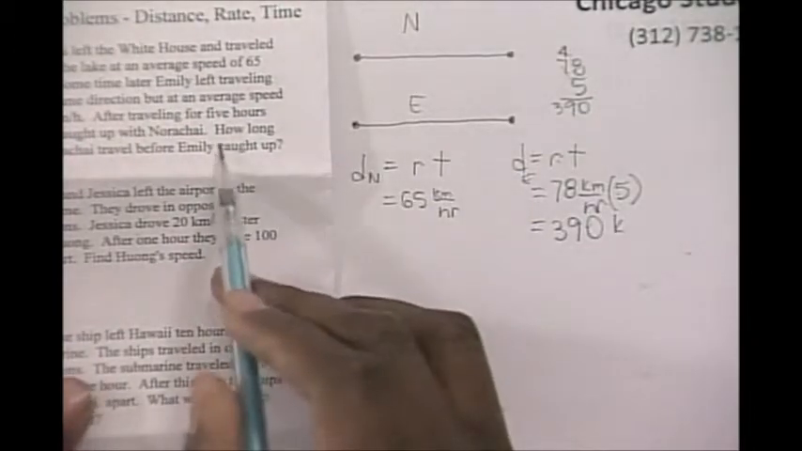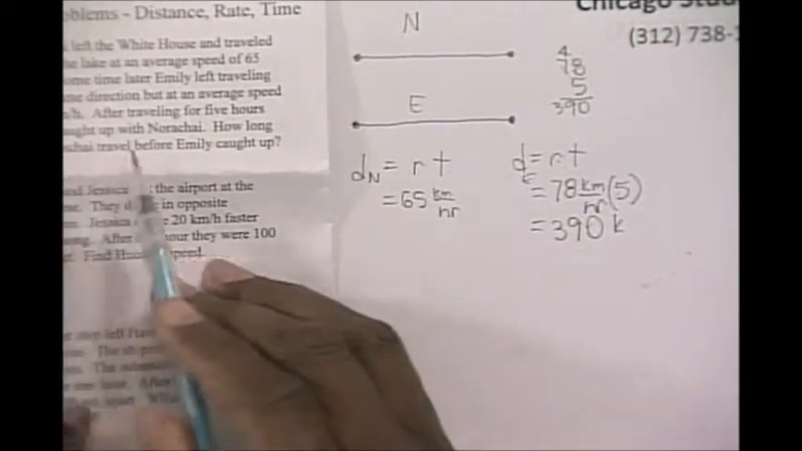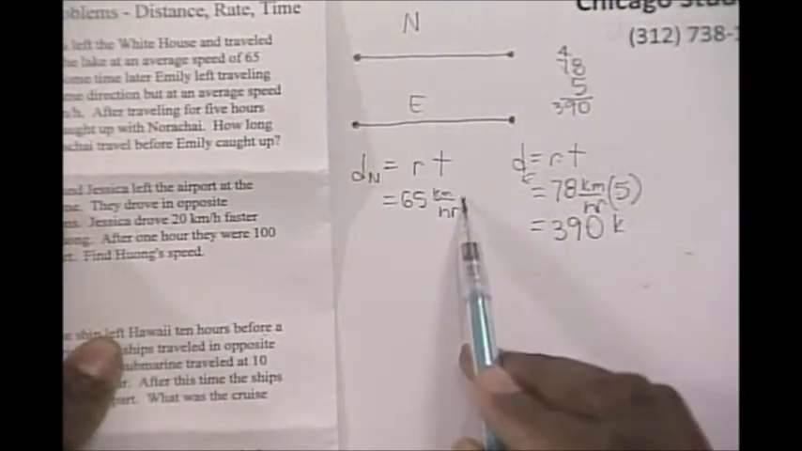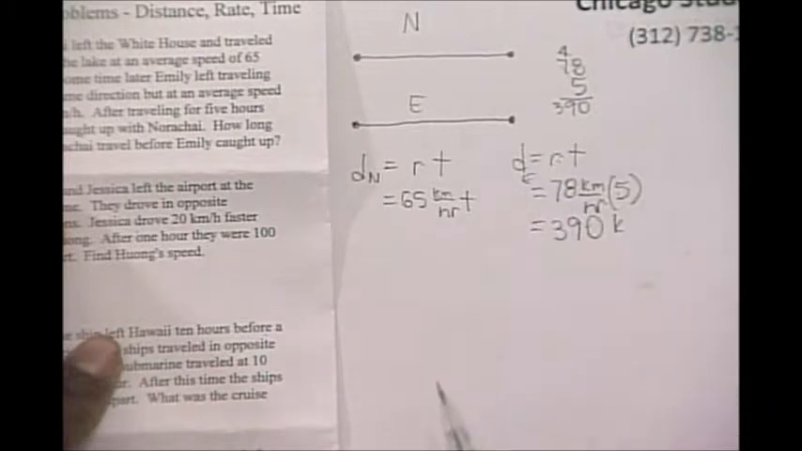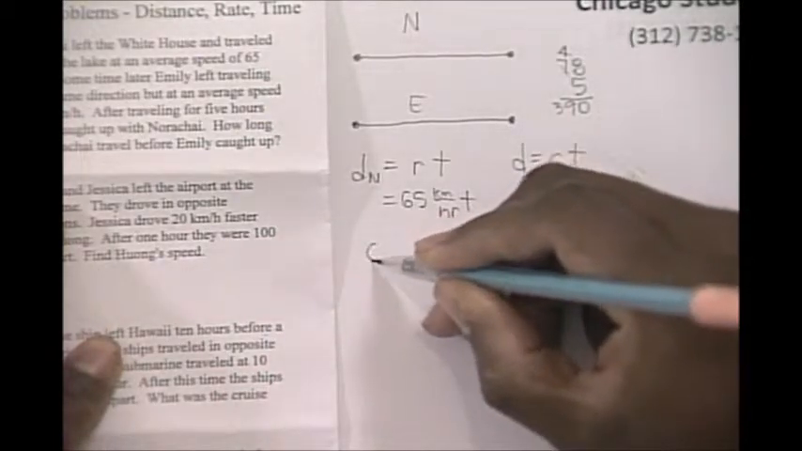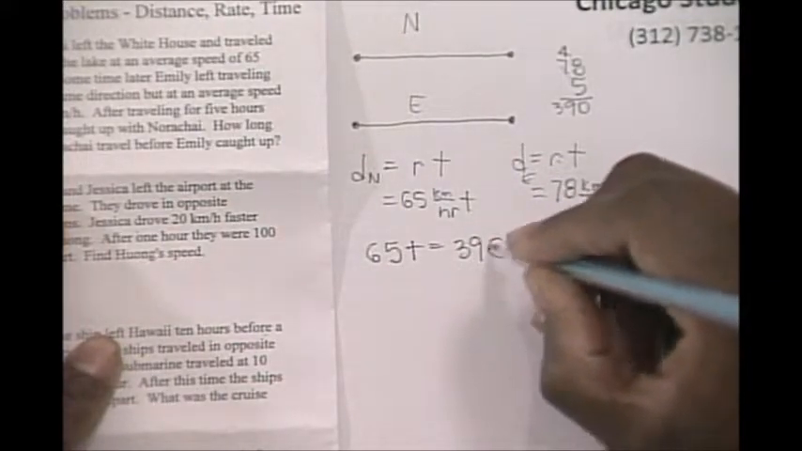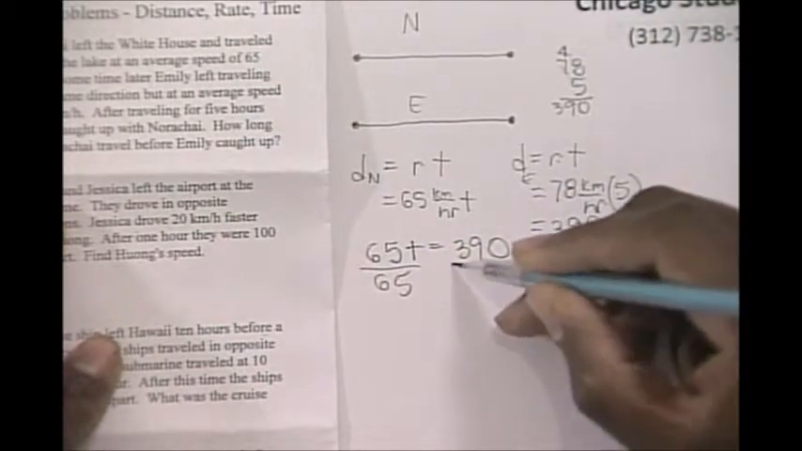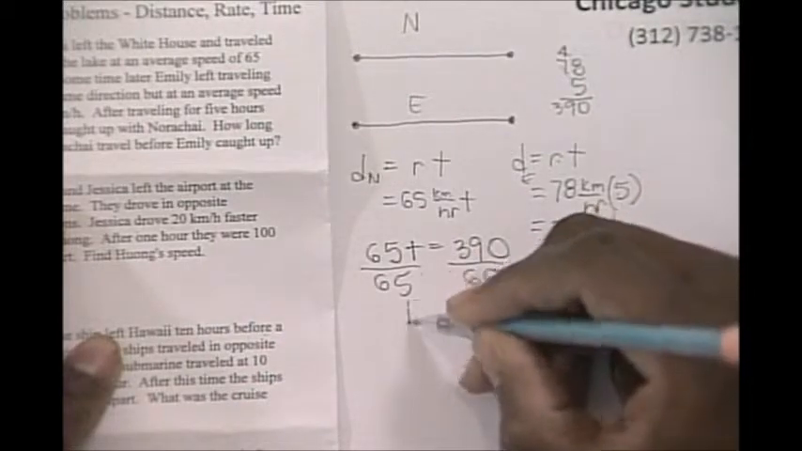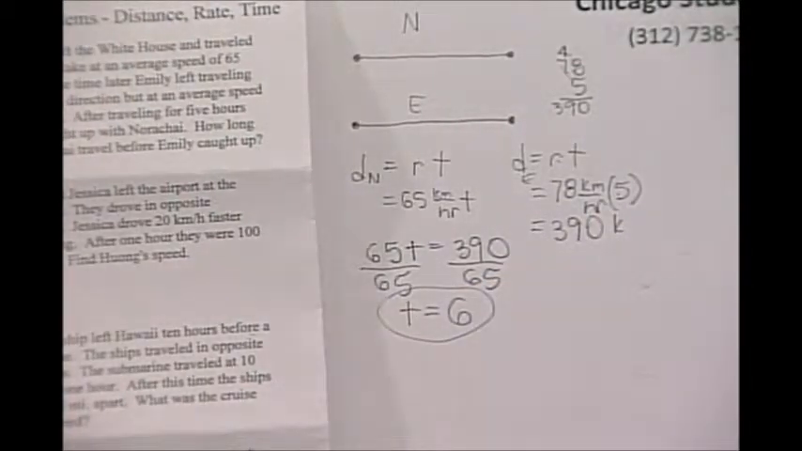The question would like to know, how long did Norichi travel? All right, so that's the time for Norichi. So you just put T here. Because these distances are the same, we talked about that already, you could solve this equation by just saying 65T is equal to 390. You divide both sides by 65. And I think what you end up with there is 6 hours. All right, so that's your final answer for that problem there.